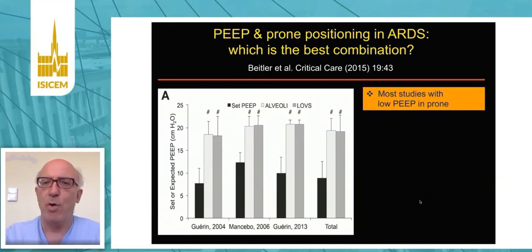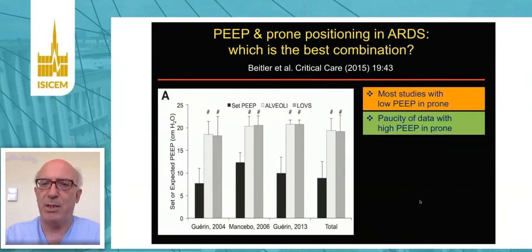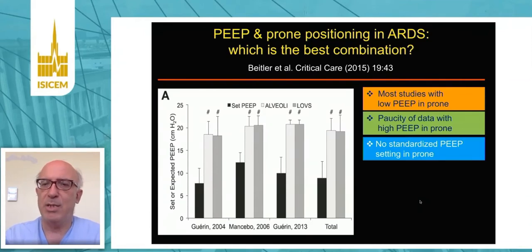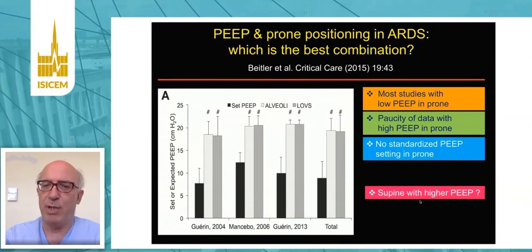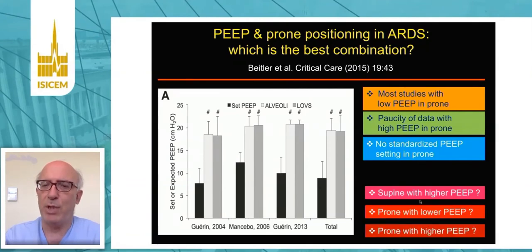So most of the studies used low PEEP in prone position. There was a paucity of data with high PEEP in prone. There is no standardized PEEP setting in prone position. So we have to discuss if it's better to use a strategy in supine position with higher PEEP level, or prone position with lower PEEP, or prone position with higher PEEP.